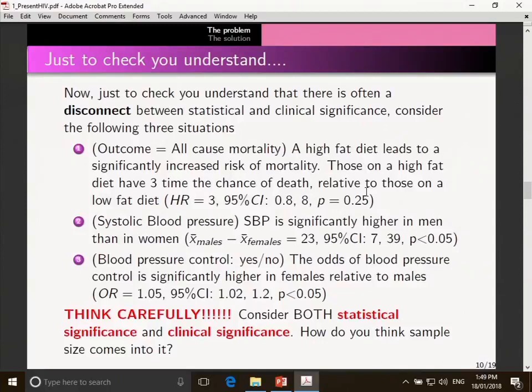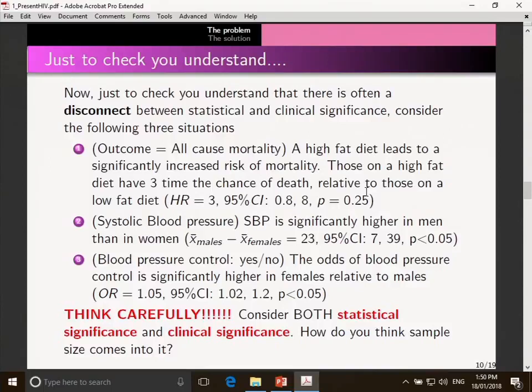Okay, so I just want to check you understand what I'm talking about with statistical significance and clinical importance. I'm going to give you 3 examples. I haven't used HIV because I would have had to make up things. I would have come across as an idiot. I don't know much about HIV, so I've stuck to what I know, and in fact, I've been as generic as possible. So let's go through the first situation. And I want to talk about this disconnect between statistical significance and clinical importance.